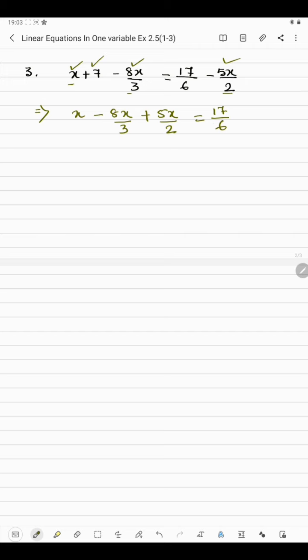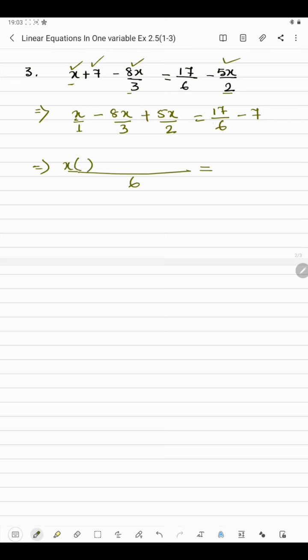Only we will take 7 on the right hand side, so it will be minus 7. Now here no digit is given, so we will have to consider it as 1. Now what will be the LCM of 3 and 2? It's 6.